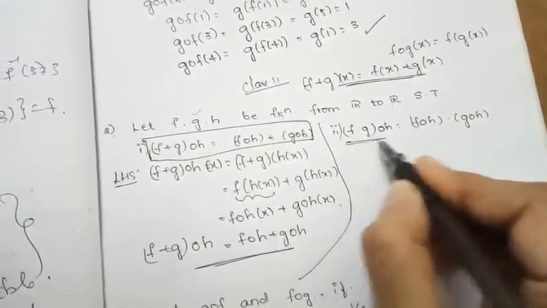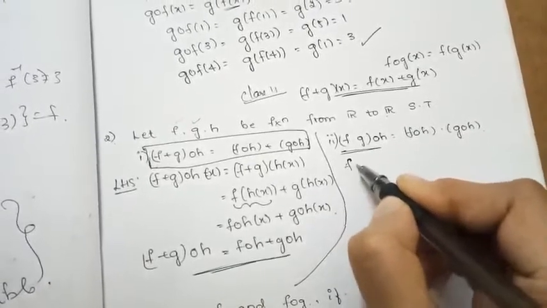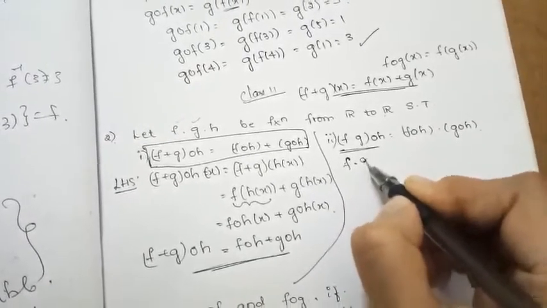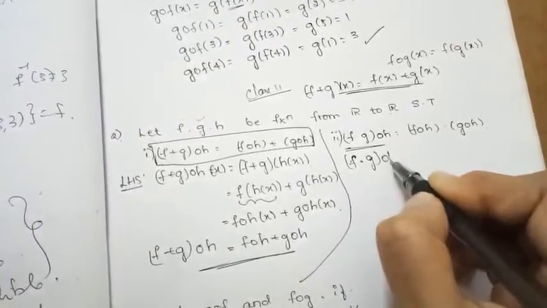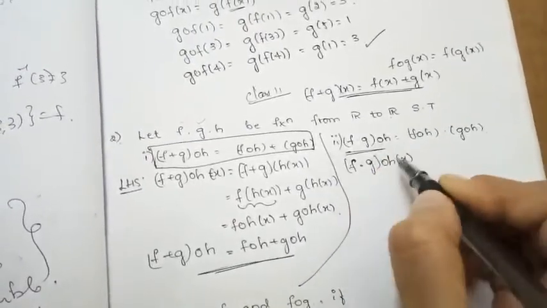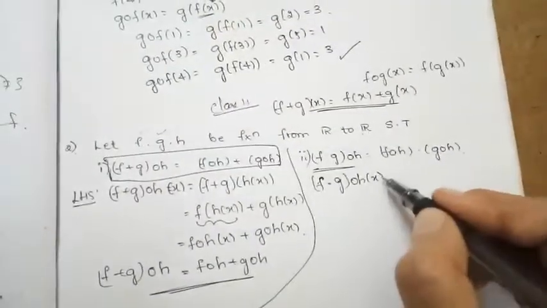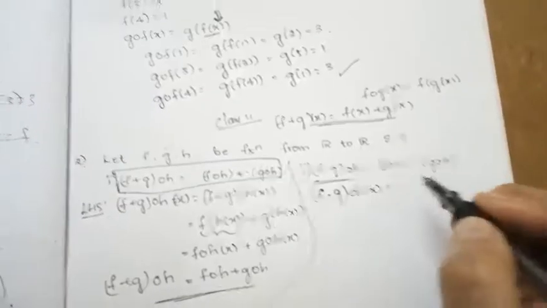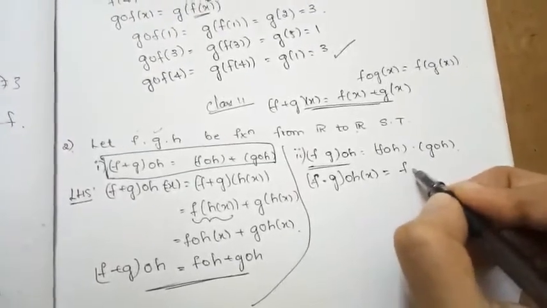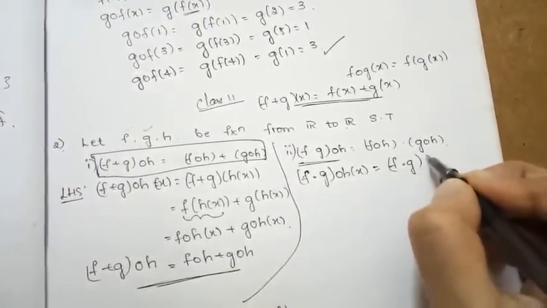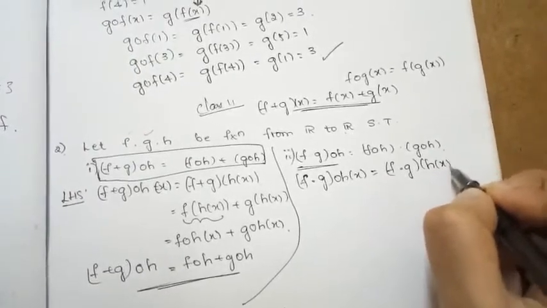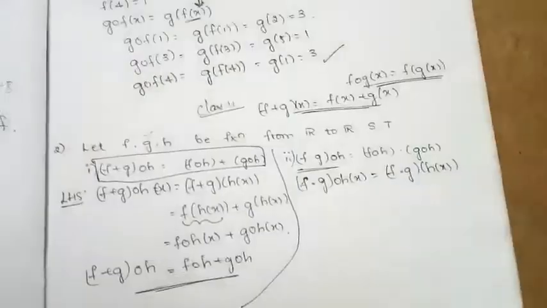So here also I'll consider the LHS, that is (f·g)∘h. I am solving this with respect to x, where x belongs to the set of real numbers. So this is nothing but (f·g)(h(x)). It is similar to this one itself.